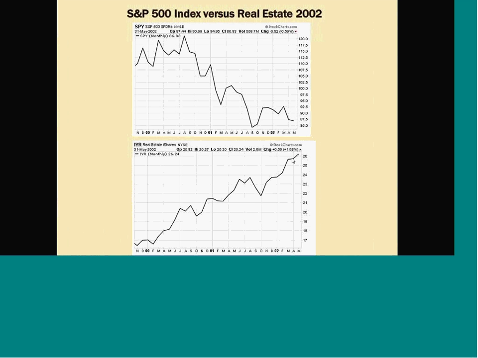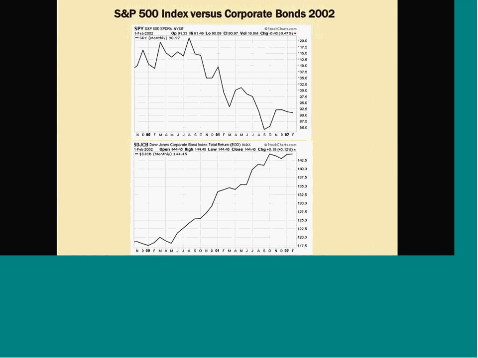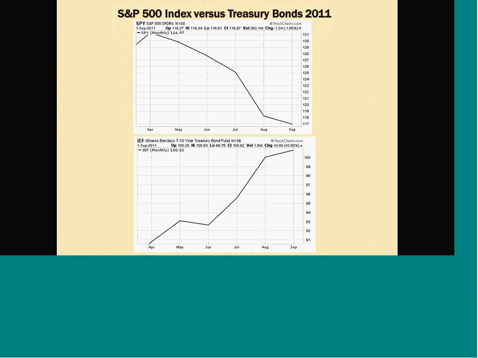Here's another example during that bear market, the S&P versus the corporate bond index. So you can see corporate bonds, treasury bonds were in a bull mode during the stock bear market. And this is 2011, and we can see during this time period in 2011, bear market in the S&P in the top price chart, bull market in the 7 to 10 year Treasury bond fund over the same time period. So we want to take advantage of these bull and bear markets that occur all the time.